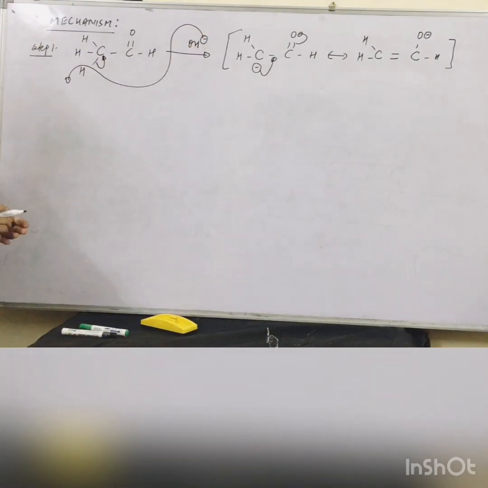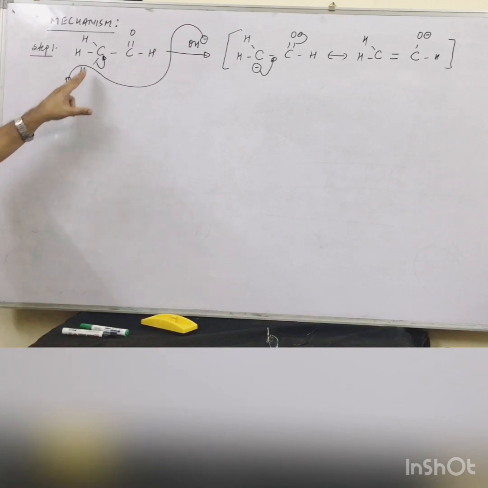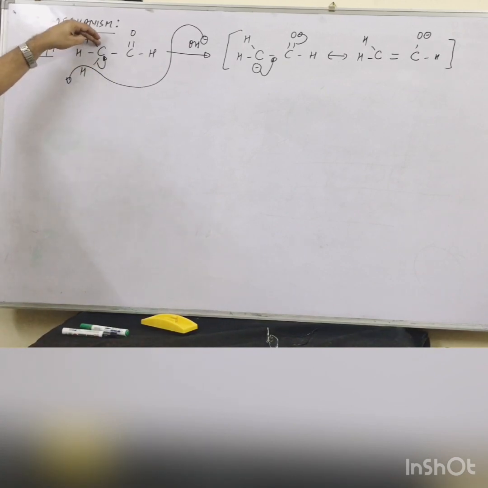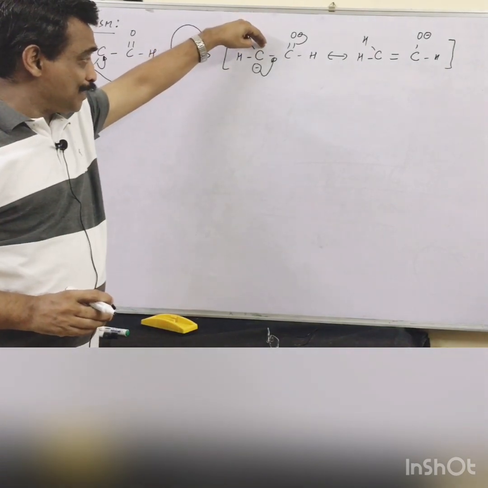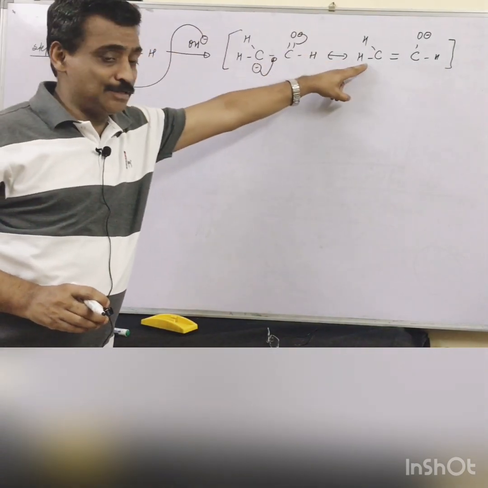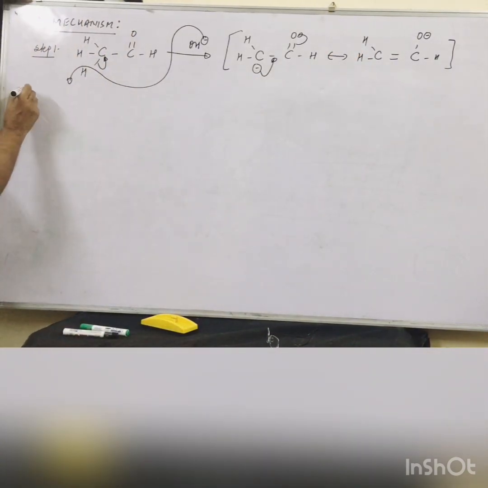Is that fine? What we have done is we have taken a base, it has extracted the alpha hydrogen, and the bonded pair has shifted towards this carbon atom, thereby giving rise to a carbanion. And why is this carbanion formed? Because it is extremely resonance stabilized. This is step number 1. Now we will move to step number 2. What happens in step 2?